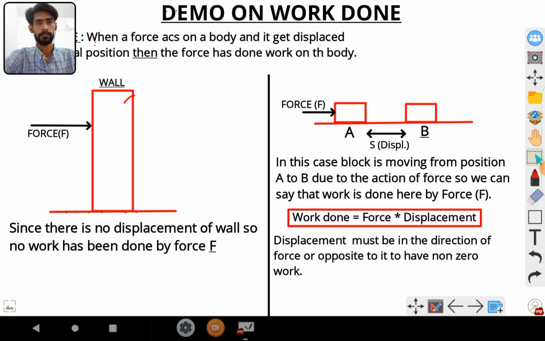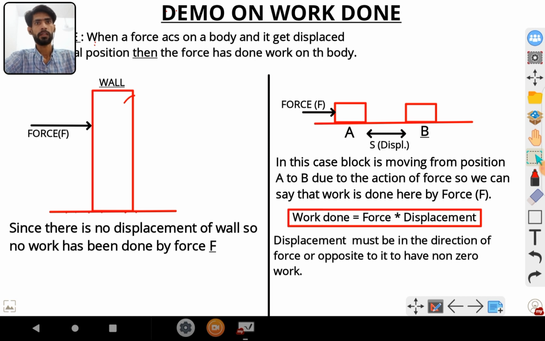So, what is work done? In order to understand what work done is, we need to understand two things, that is force and displacement. Suppose we are applying a force on a particular body and it is getting displaced. We can say that work is happening there. Work is done by the force applied on it.